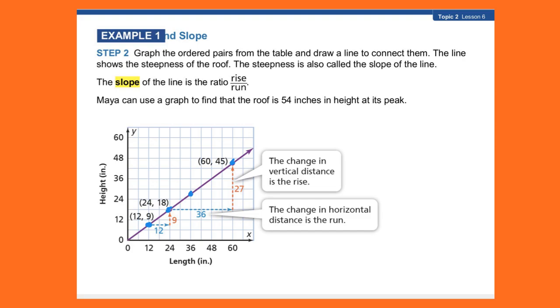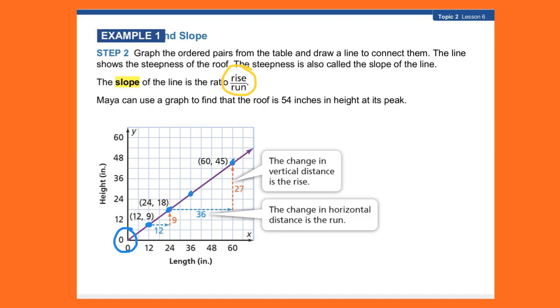Now again, a review from last year, I know that this is proportional, not only because the table divided out to the same answer every time, but because when you look at this graph, it's got 2 criteria that make it proportional. One is it's a straight line, and second, it goes through something called the origin, which is this 0, 0.